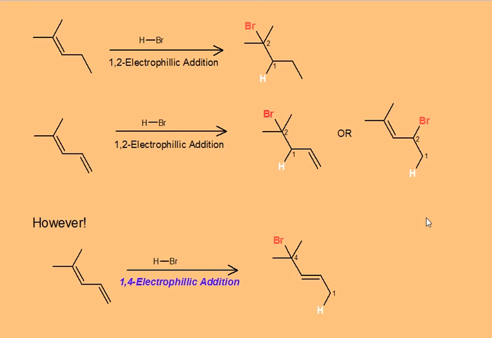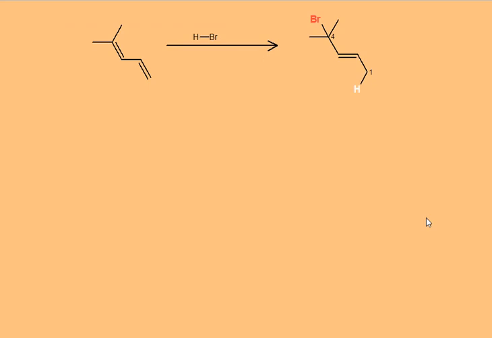So let's take a look and see how this mechanism can occur. Let's look at an example here with a conjugated diene. If we look at that final product, carbon 1 is where the hydrogen adds, and then 1, 2, 3, 4, carbon 4 is where the bromine adds. So let's take a look and see how this mechanism takes place.